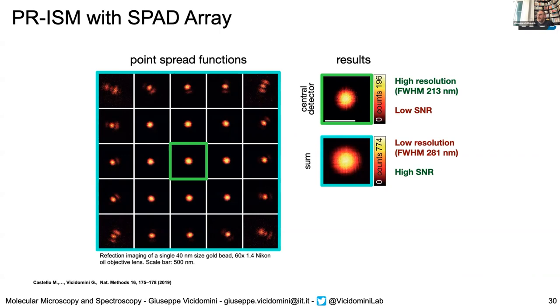If we sum up all the 25 images that we collect, we end up with a bigger point spread function, so the resolution becomes worse. It's like we open the pinhole, but we collect many more photons. In this case, it's roughly 800 photons.